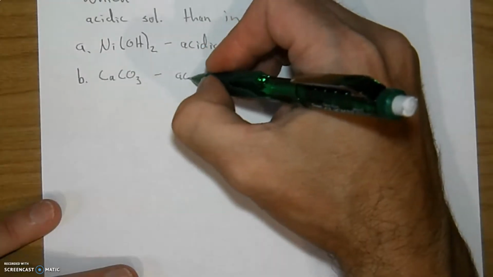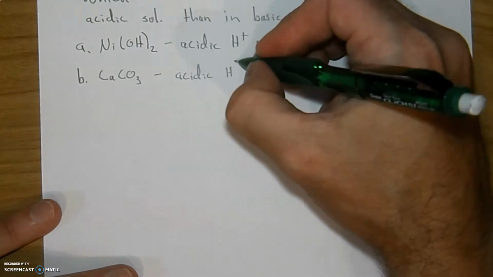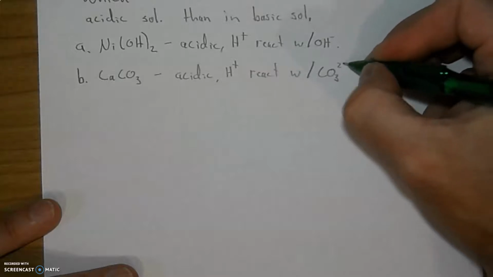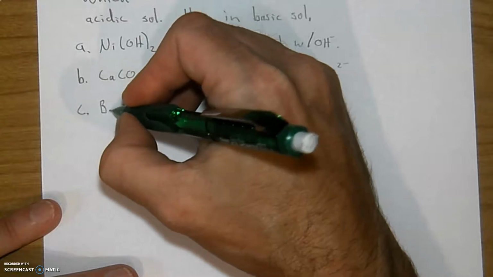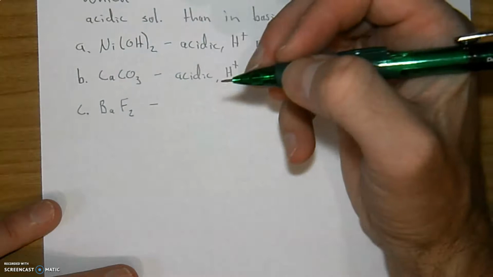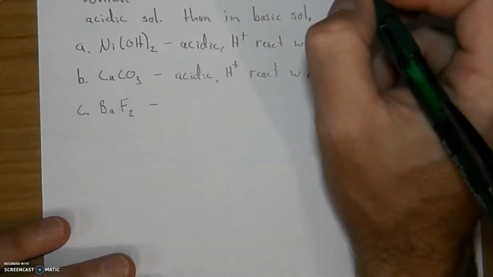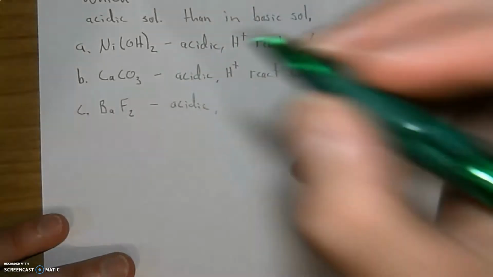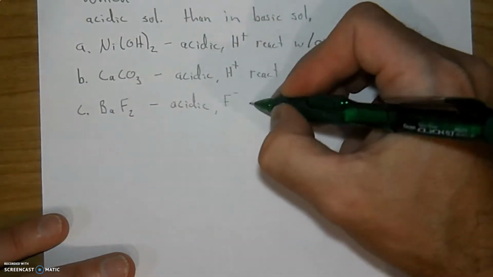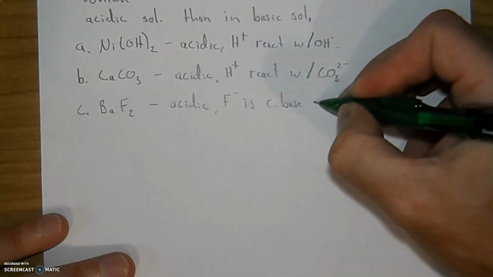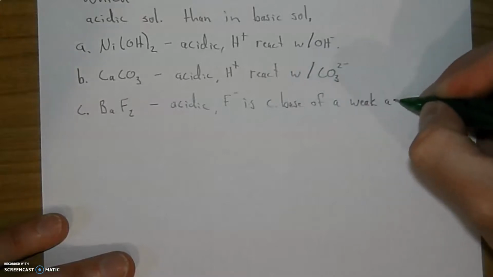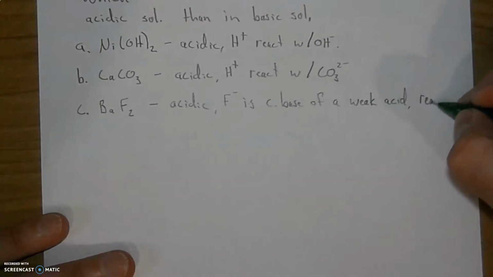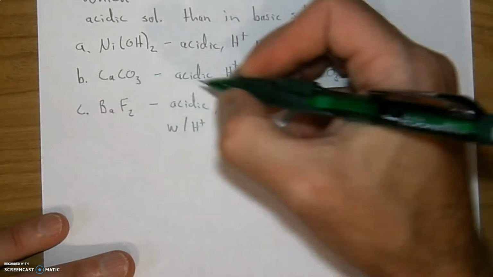If you said acidic, you are correct again, because again, the hydrogens react with the carbonate. C, barium fluoride. Now this might start getting a little more tricky. If you said acidic, maybe you guessed, maybe you knew, and it is because of the fluoride. Fluoride is the conjugate base of a weak acid, meaning it doesn't dissociate very well, and it will react with a hydrogen.